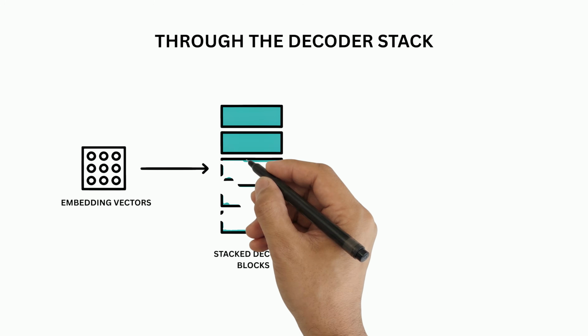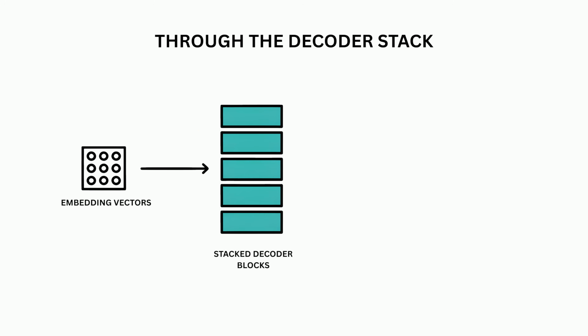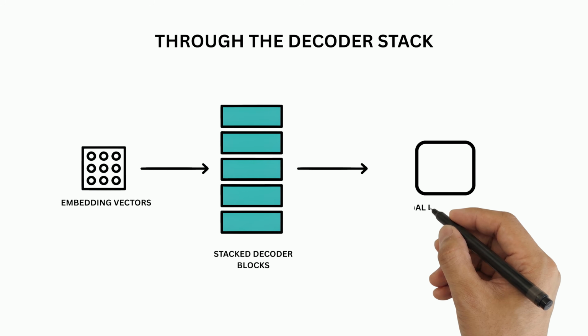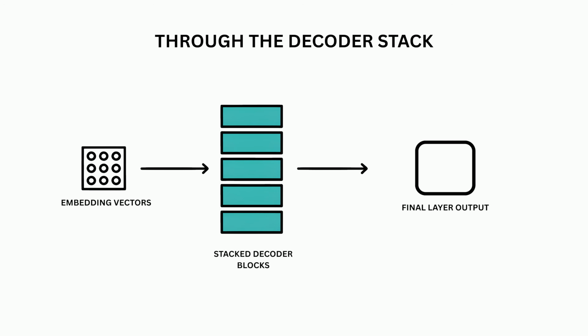Those vectors flow up through GPT's stack of decoder blocks, the same self-attention, feed-forward, and residual connection pattern we detailed in the last video, repeated dozens of times. Every layer lets each token refine its understanding by attending to every token before it. By the time the vectors reach the top of the stack, each one carries a rich, context-aware representation, not just of its own token, but of everything that came before it in the sequence.